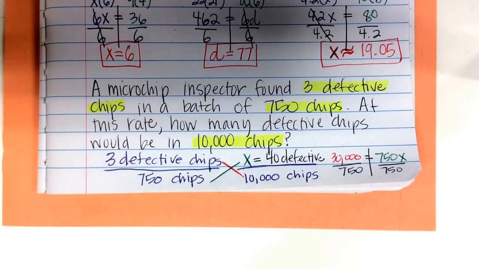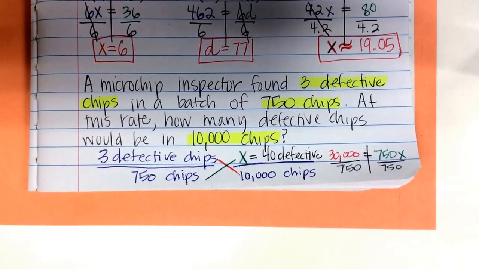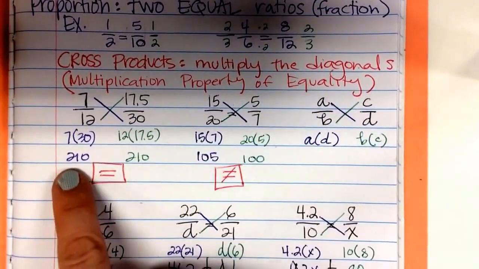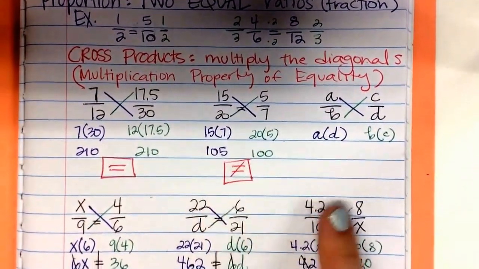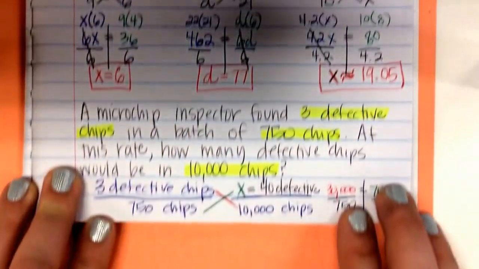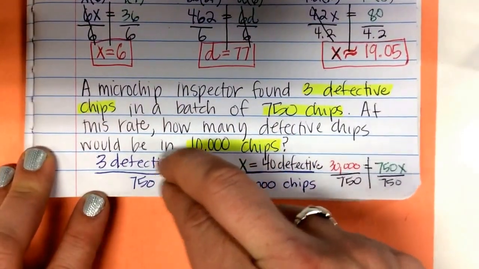Cross product, that's the key to tonight's homework. Multiply the diagonals. Sometimes it tells you it's equal or it's not equal. Sometimes you have to solve for the missing number. If the numbers are in the same sentence, they go in the same fraction.